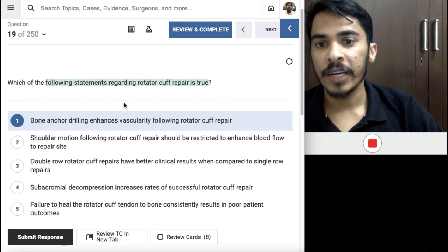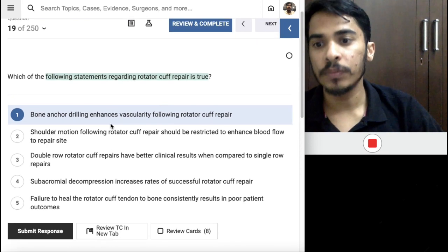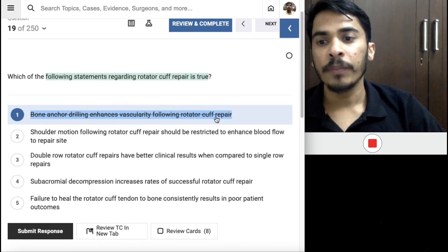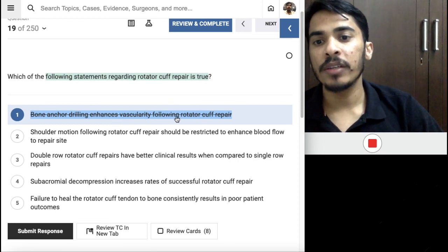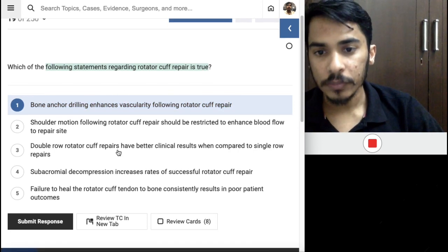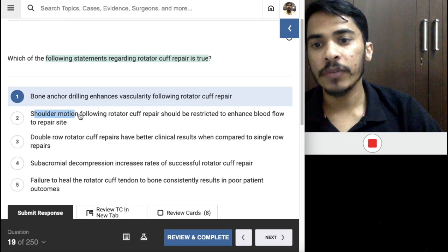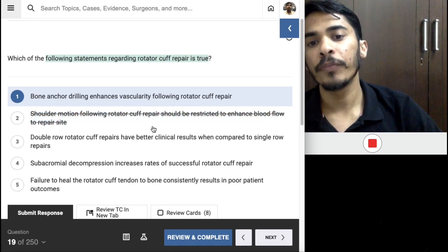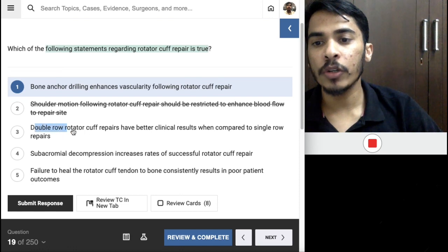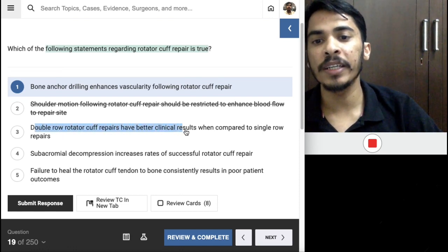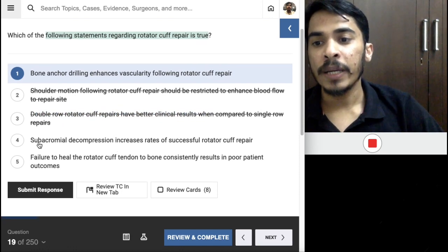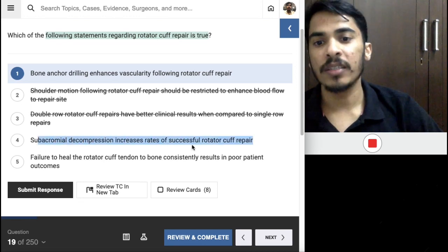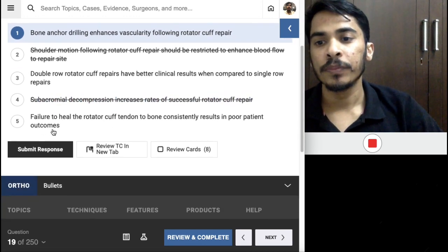Which of the following statements regarding rotator cuff repair is true? So this is the true statement: bone anchor drilling enhances the vascularity following rotator cuff repair. Shoulder motion following rotator cuff repair should not be restricted to enhance the blood flow, so it is a false statement. Double row rotator cuff repairs do not have better clinical results in studies. Subacromial decompression does not increase the rates of successful rotator cuff repair.